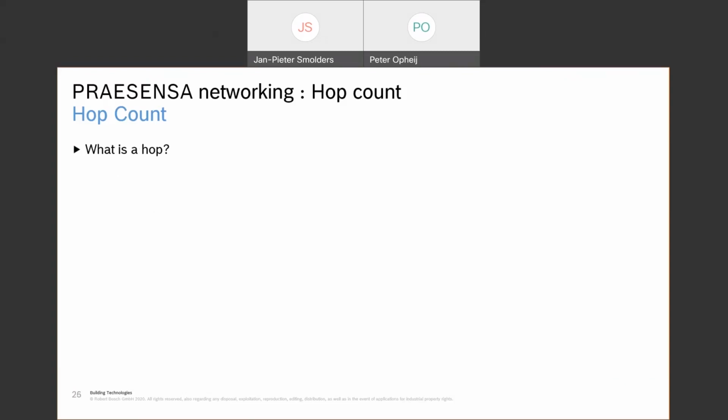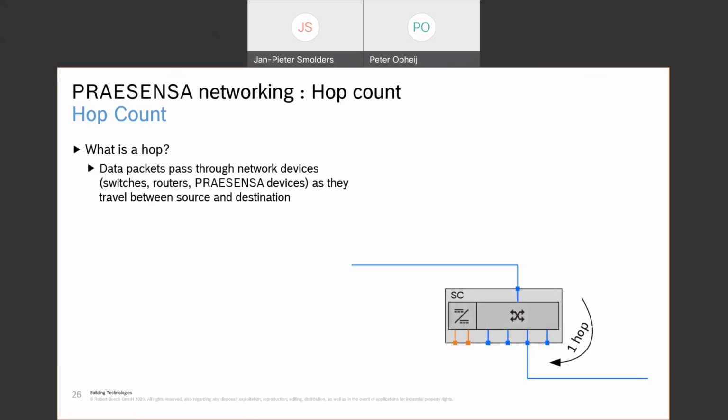First of all, what is a hop? If data passes through a switch, that is what we call a hop. So here we have a system controller. You probably have seen this symbol already before because it's the symbol that we use for Visio drawings. The system controller has a switch inside, as any PRAESENSA device has. So every time that data goes from one connection to another connection over there, that is what we call a hop.